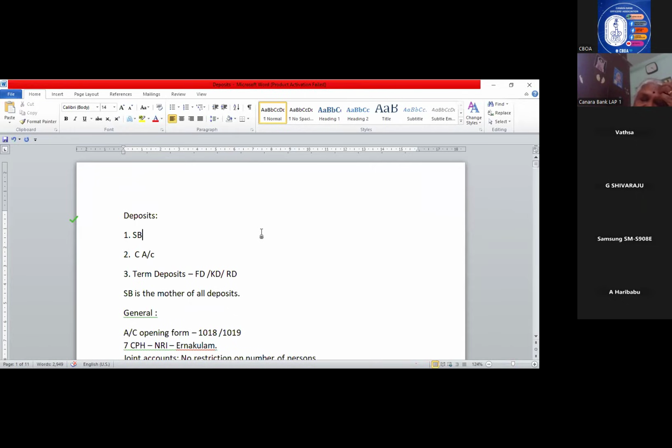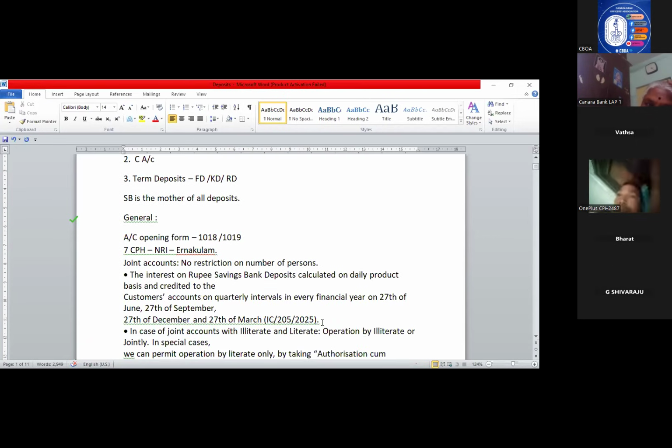In some cases, we would have deposited for a certain period, and only after that period we get that amount. Like SB and current account belong to demand deposits. And all the term deposits, FD, KD, RD are called time deposits. And SB is the mother of all deposits. This means for any customer, first we have to open an SB account, and only then can we proceed to any other account. Okay.